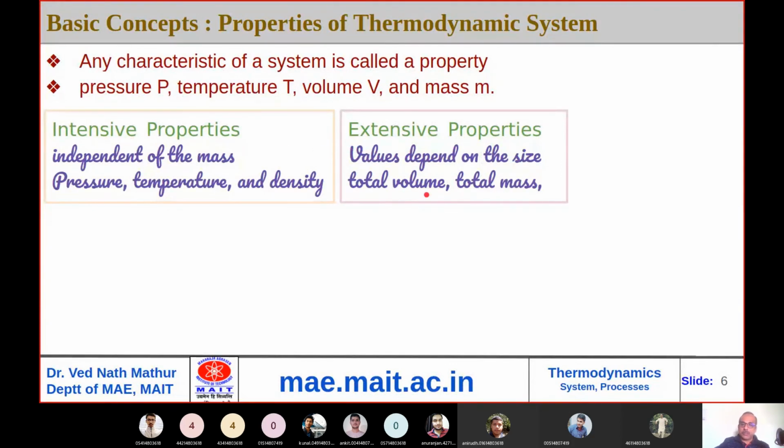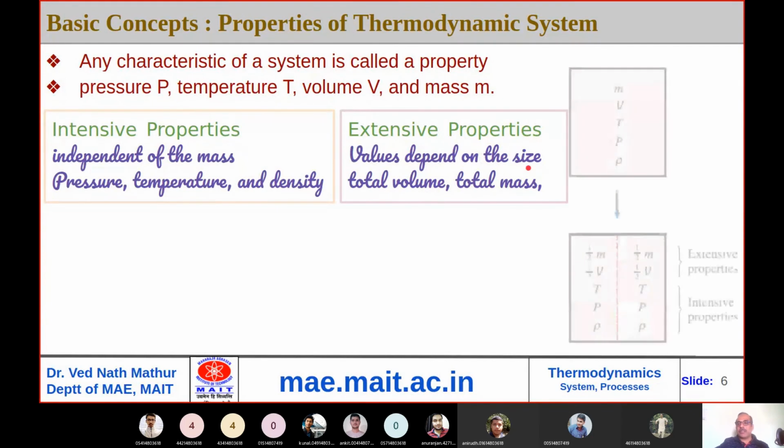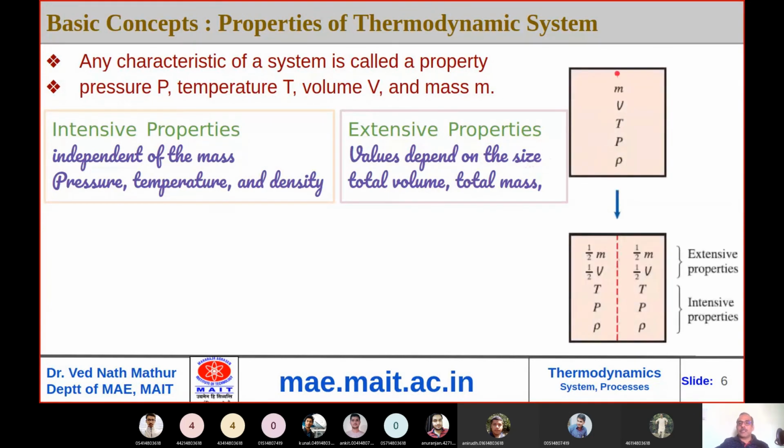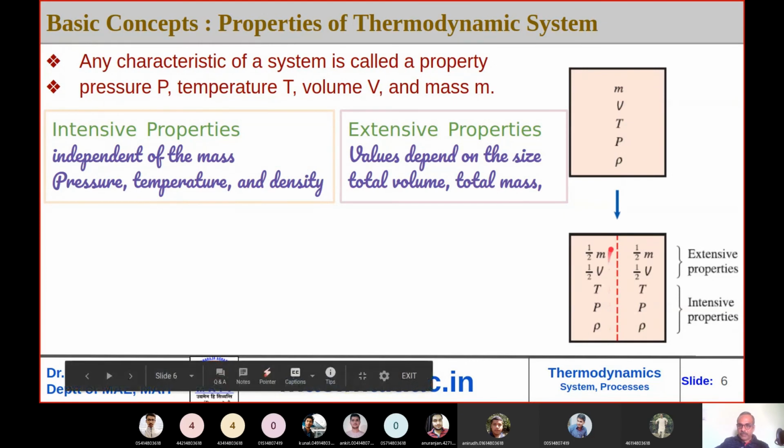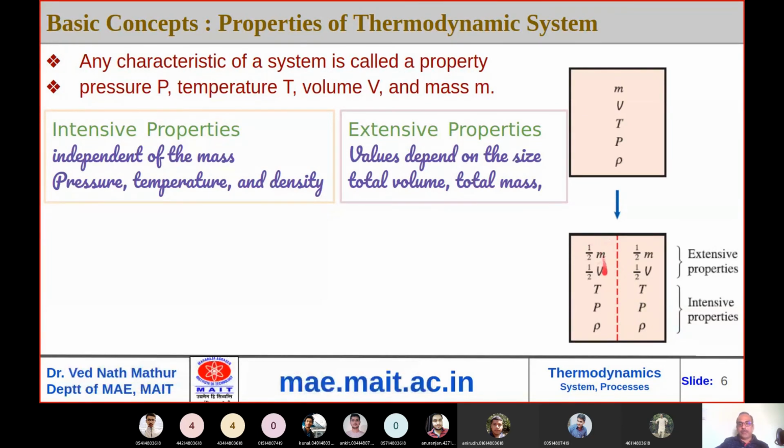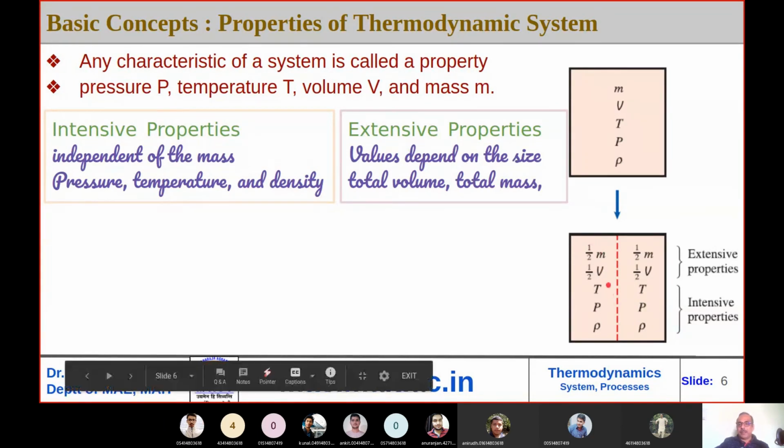How do you identify whether a particular property is an intensive property or extensive property? You divide the system into two parts. Suppose there is a system which consists of the properties mass, volume, temperature, pressure, density. You divide the system. Now for this half, or this part of the system, the mass becomes half, the volume becomes half, but the temperature does not become half, pressure does not become half, density does not become half.